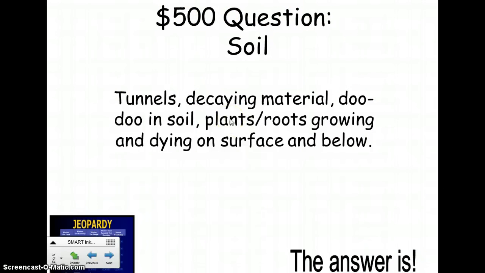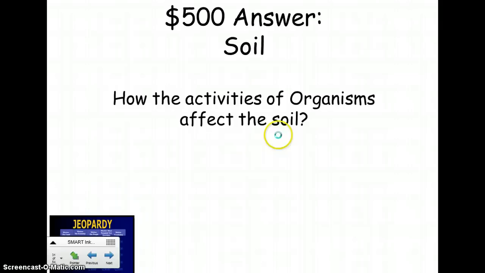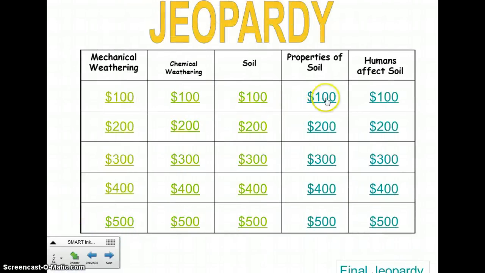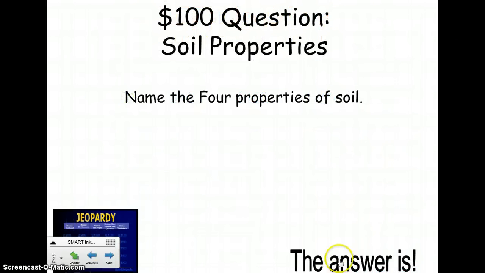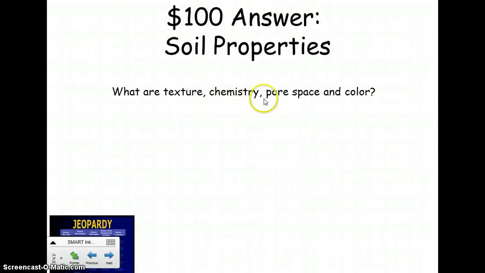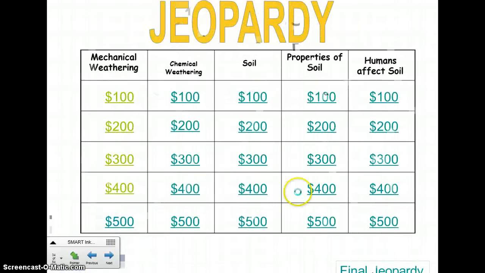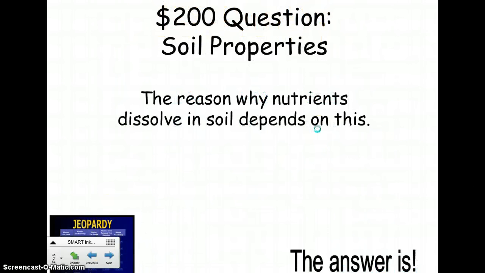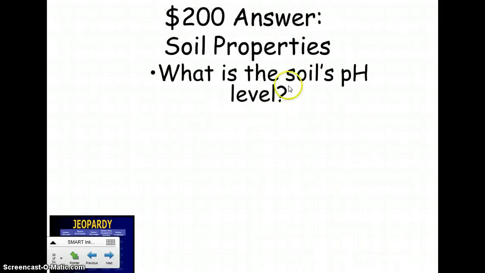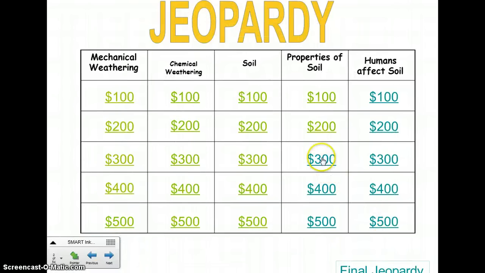And tunnels, decaying material in the soil, plant roots growing and dying below the surface. The answer is how activities of organisms affect the soil. Properties of soil. Name the 4 properties of soil. If you said color, texture, chemistry, and pore space, you would be right. The reason why nutrients dissolve in soil depends on this. It's the pH level. Higher or lower pH levels affect how it can absorb nutrients.